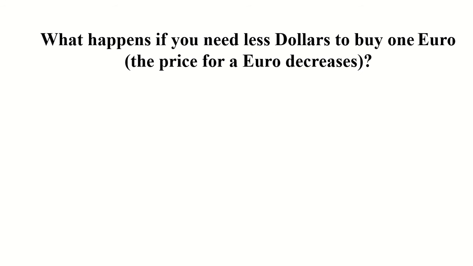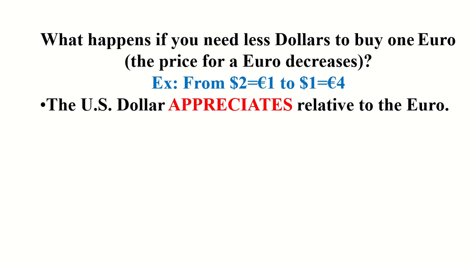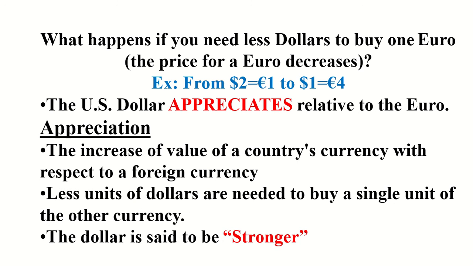And what happens if you need fewer dollars to buy €1? The price for a euro decreases. So it goes from 2 to 1 to now 1 to 4. So the U.S. dollar appreciates, or we say it becomes stronger relative to the euro.